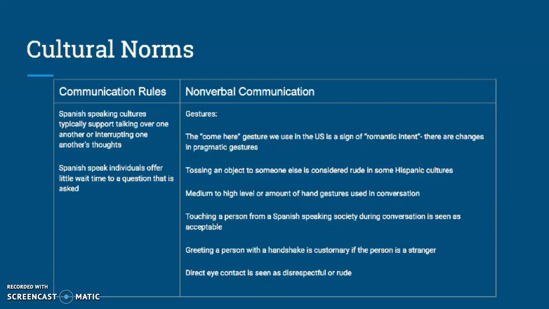As for greeting someone, it is okay to touch another individual, especially if you have a relationship with them. And typically for strangers, they shake hands, and the woman will extend her hand first if she wants to have her hand shook. Finally, students may avoid direct eye contact with adults because they are taught that is a sign of disrespect to their elders.